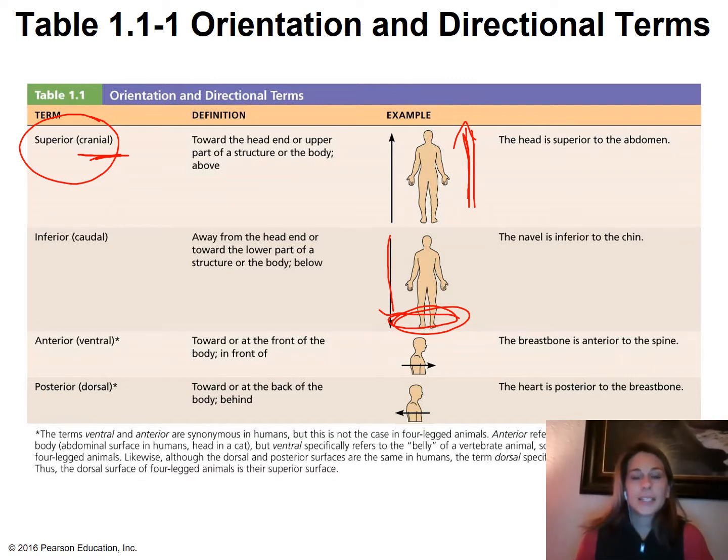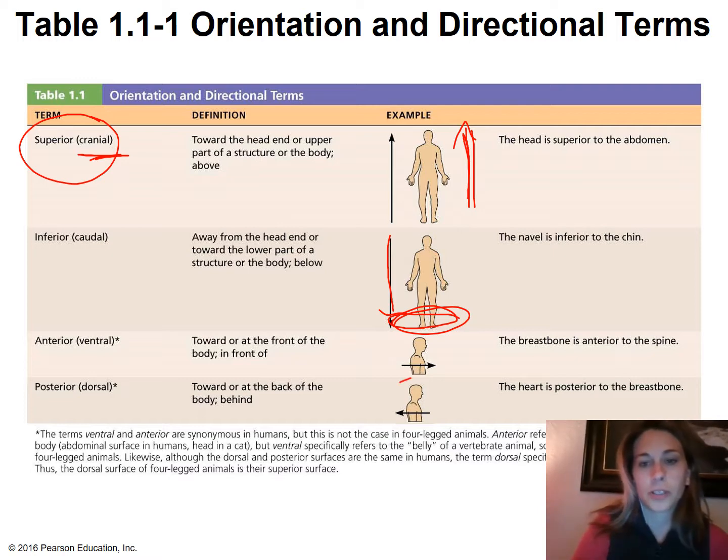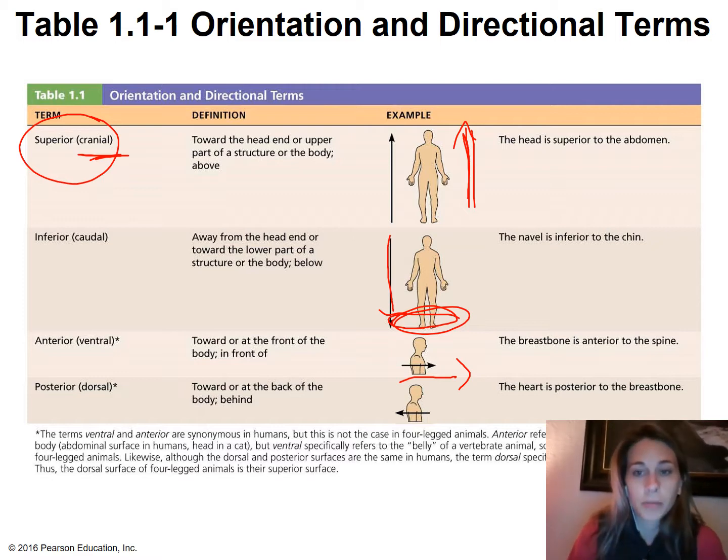Right. Anterior is moving directionally towards the front field of view, or the chest, right? So you would say the sternum and manubrium are anterior to the heart, for example. Posterior is moving away to the back. So you would say the spine is posterior to the lungs, for example.